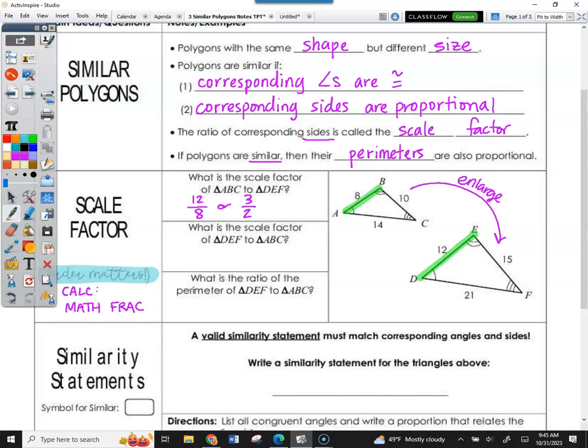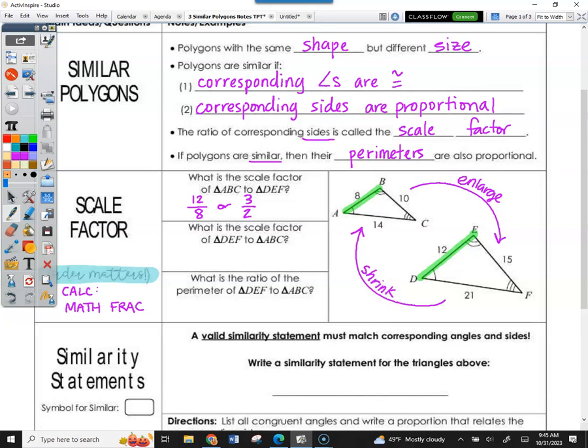Now let's do the next part. It says, what is the scale factor of triangle DEF to ABC? So this time I'm going from here to here. So what is that? What type of dilation is that? That is a shrink when you go that direction.